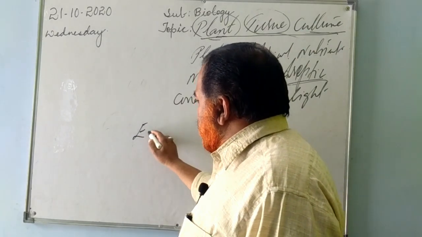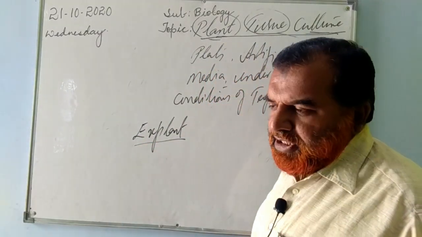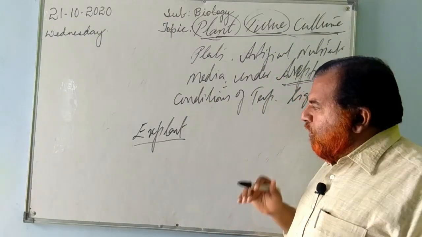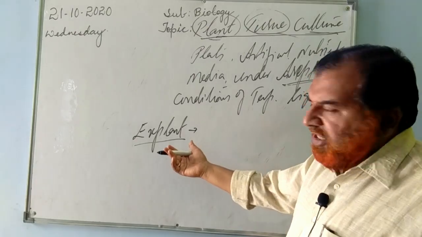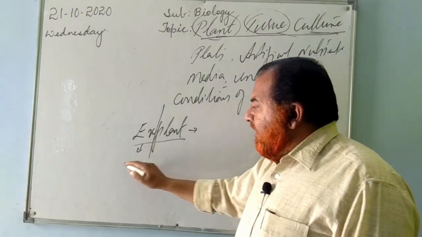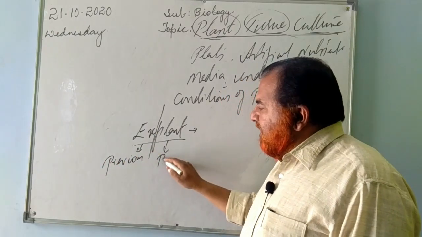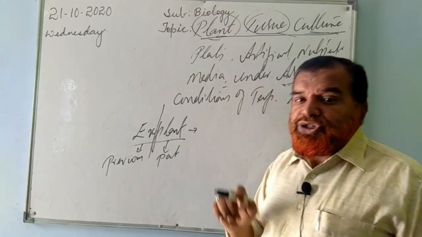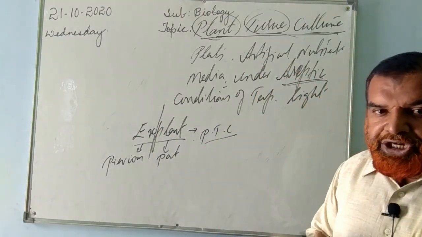The terminology here. One is known as explant. Since this is the first class of plant tissue culture, you try to understand the terminology. What do you mean by explant here? As the word itself is self-explanatory. What do you mean by ex? Ex refers to previous plant, the previous part of the plant that is used in plant tissue culture, the part of the plant that is used in tissue culture.